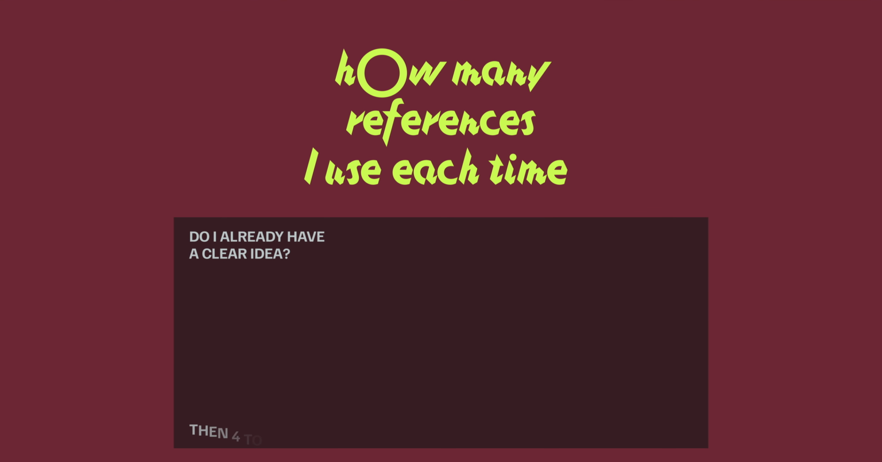And let's say that I already have a clear view of the project, I usually take like 4 to 5 references for each bucket. If I don't know anything about the project, if I don't know what to do, I usually use 10 references for each bucket, more or less, more than 10 references if I have to show my vision to the client or if they want to see the mood board.